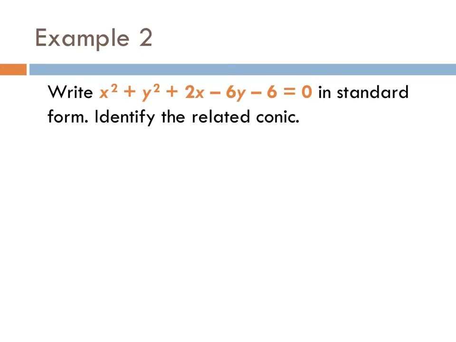So if we take a look at something that's in non-standard form and just quickly identify the type of conic before we actually put it in standard form, I see that we have both squared terms, and so it's got to be either an ellipse or a circle, but since they have the same coefficient, right away I can tell that this is going to be a circle.